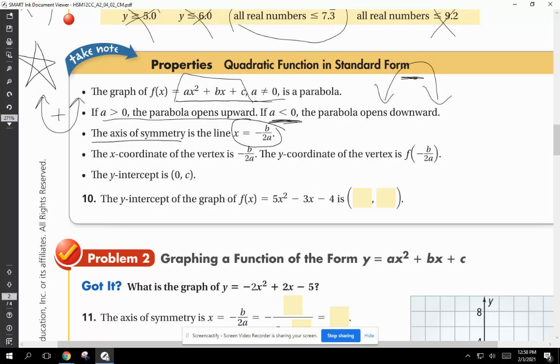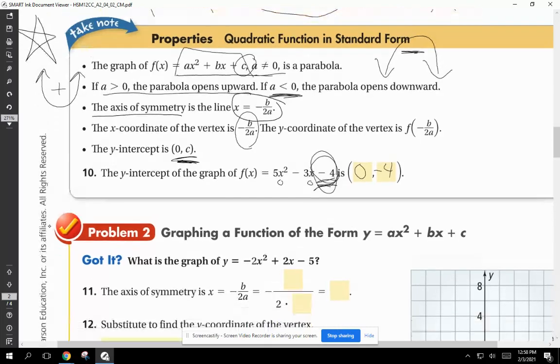Here is your axis of symmetry formula. The y-intercept is always your c value right here. So 0 and then your c value. So the y-intercept of this graph is going to be what? 0, negative 4. This is always where the graph hits the y-axis, right here. It's because you put 0 in for x right here and here. X is 0 for those. This is the only thing left. It's pretty simple, my friends.